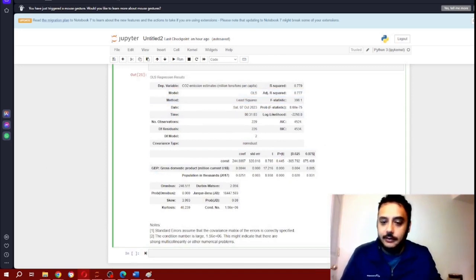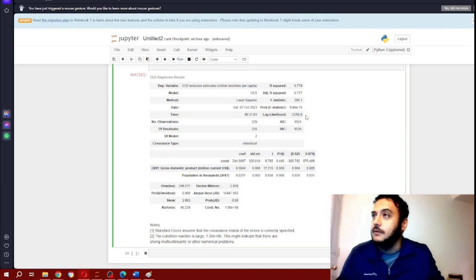So let's look at the result here now. We have a variety of information that we can now use. We're going to start with the first thing first. Our dependent variable is CO2 emissions estimates, million tons per capita. Okay, very good. Our R squared is actually very high.